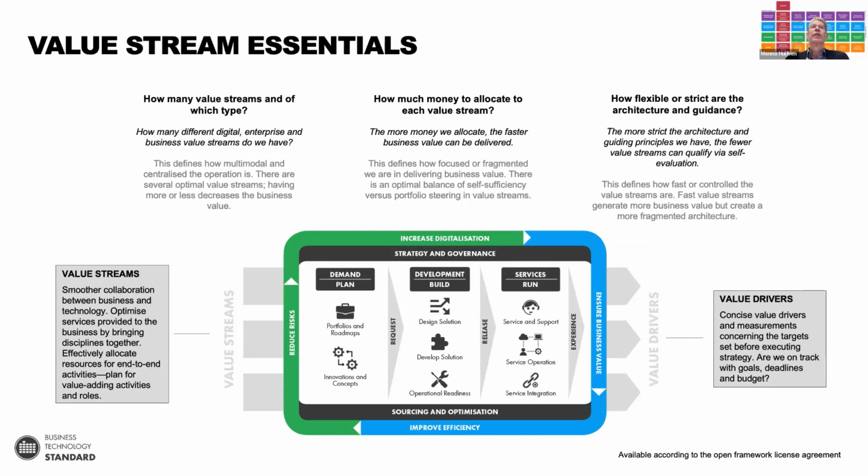So this would be the type of questions you can also use as a template: how many value streams will we have and what kind, how much money are we going to allocate to each value stream, and also how much do we give independence to those value streams, or how much do we still want to do alignment between the value streams. So this is a template you can then also use to help you design what kind of value streams you need in order to be better aligned with the business strategy.